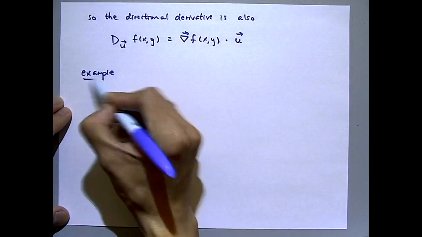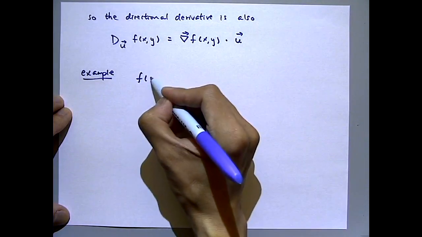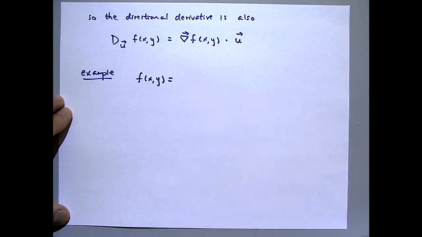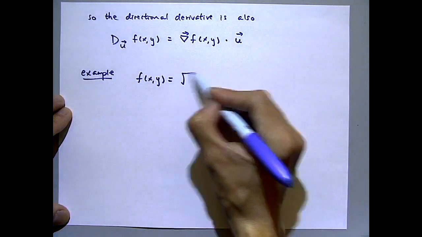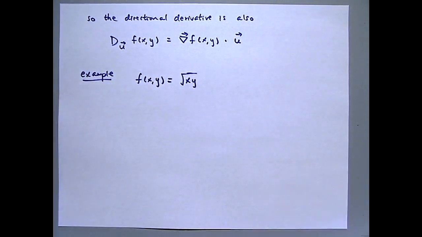Let's try an easy example here. f(x, y) is the square root of xy. Let's find the gradient vector of this thing.